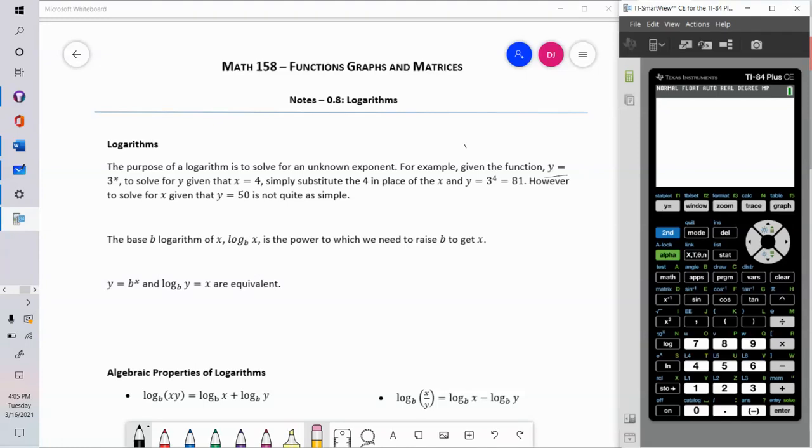This section is section 0.8 from the text that we're using, Logarithms. It's a section looking at logarithms. There's something we don't use as much as we used to. The technologies that we have made things a little bit easier. But we're going to do a quick review of logarithms.